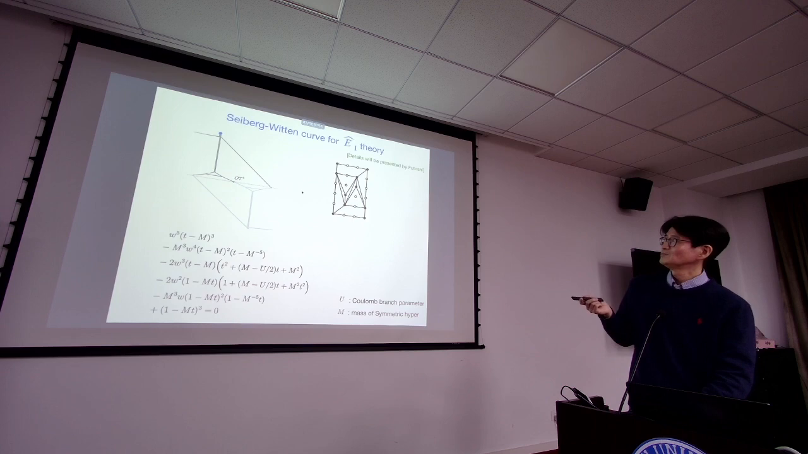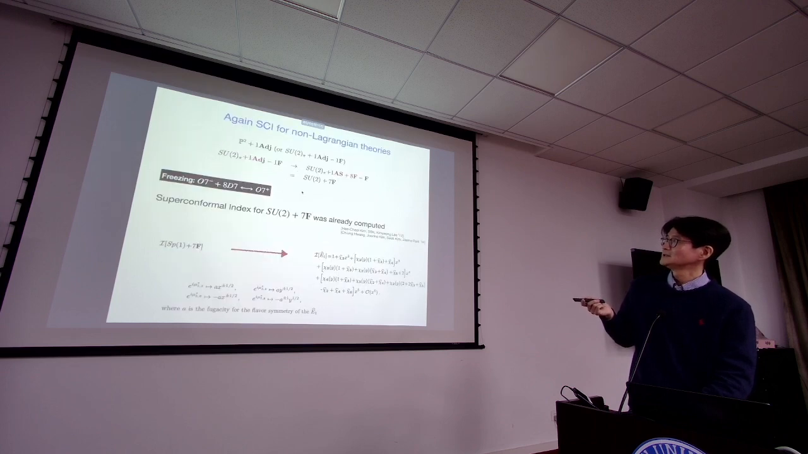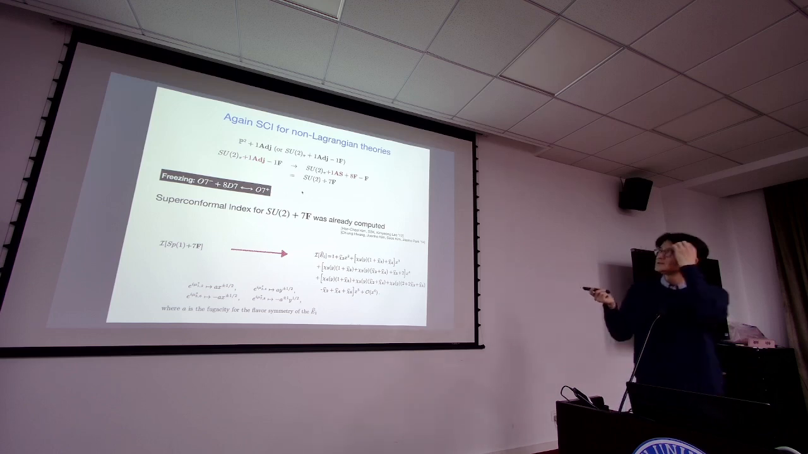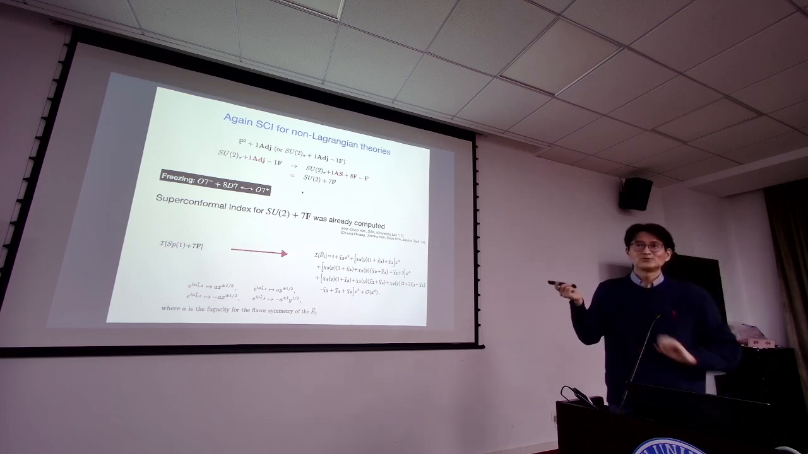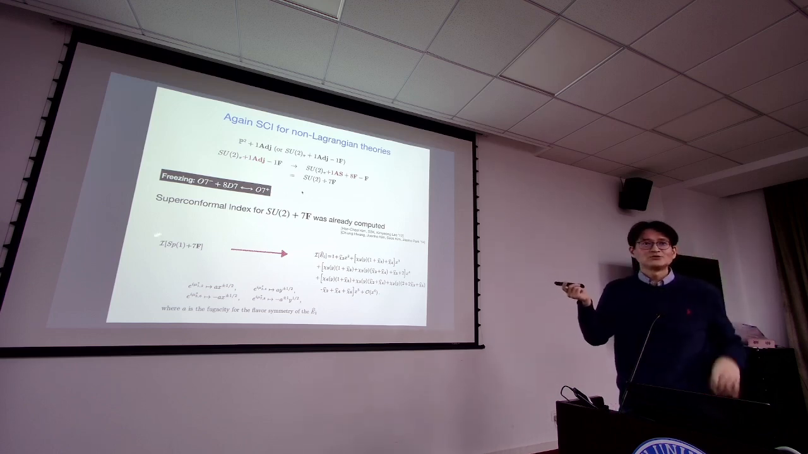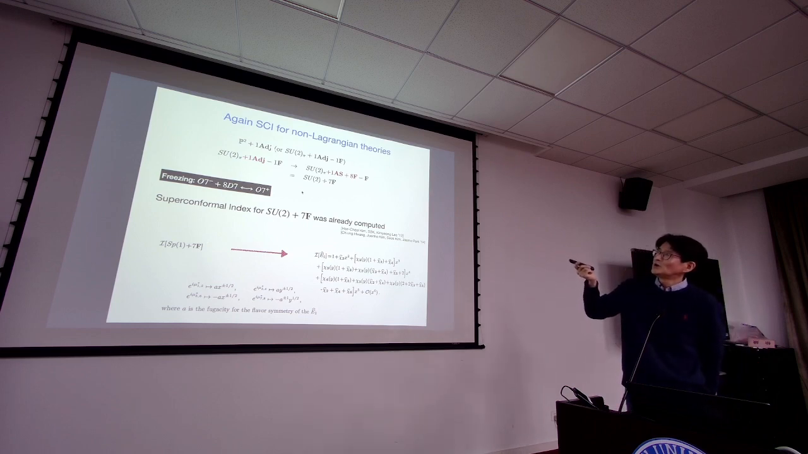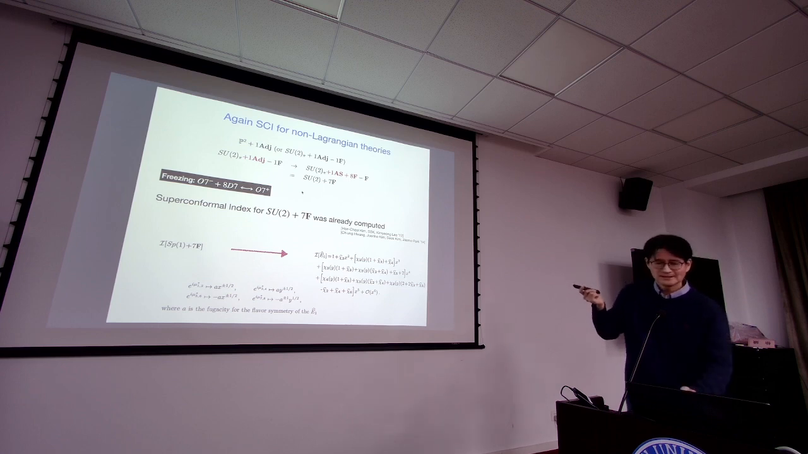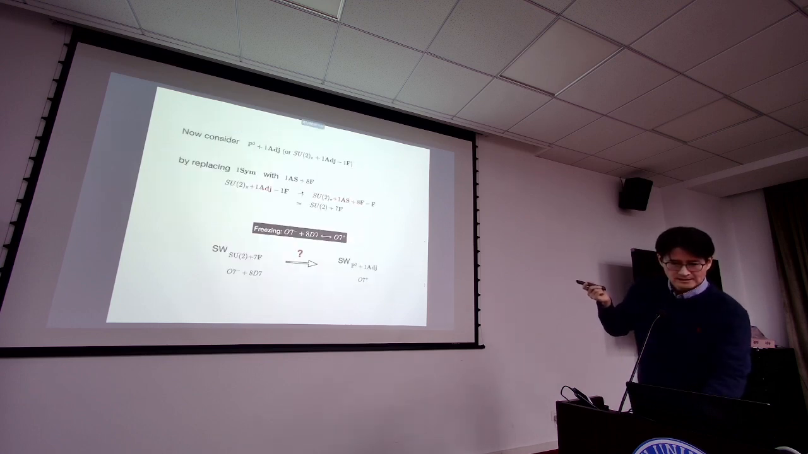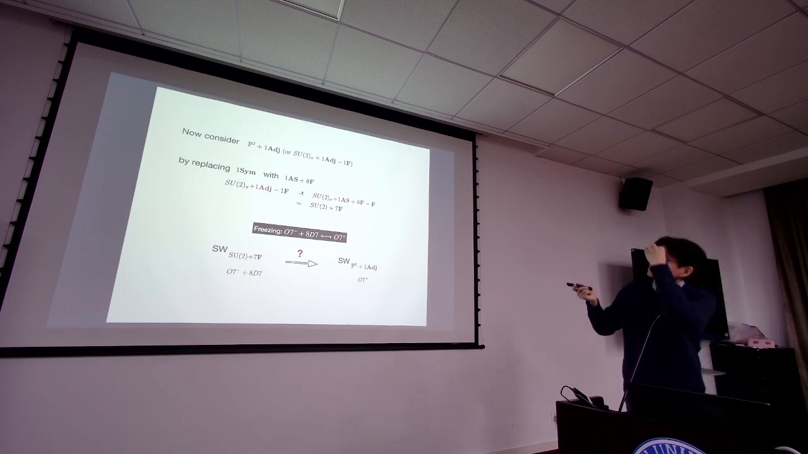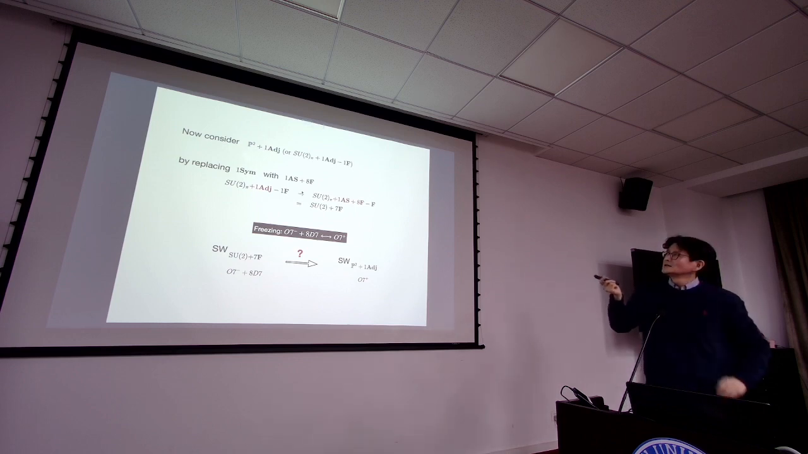Okay, so let me also skip this. In fact, the reason I introduced this is that I wanted to use O7 plus to compute local P2 with one adjoint, which is a symmetric representation. The symmetric is replaced by the one antisymmetric with 8 flavors.